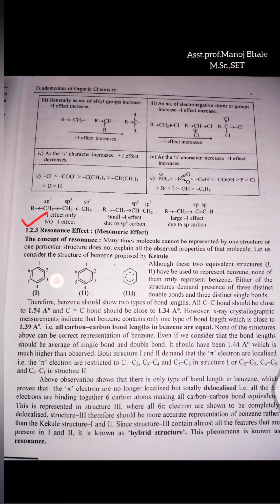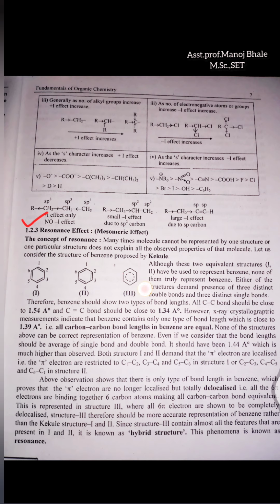Also, in the first structure at carbon number 1 and 2 there is a single bond, but in structure number 2, carbon number 1 and 2 there is a double bond. The same happens at carbon 3, 4: double bond, single bond. At 4, 5: double bond, single bond. At 5, 6: single bond, double bond. So these are the two different structures. At one pair of carbons there is a double bond in the first structure, but in the second there is a single bond.